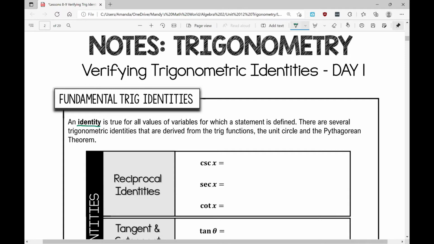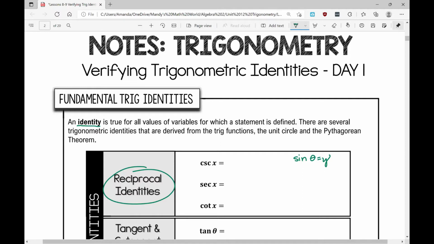First, let's talk about the reciprocal identities. These are your basic identities: cosecant x, secant x, and cotangent x. First, we talked about trigonometric ratios, and you found that, for example, sine of theta would be the ratio of the y value to the radius, or r. And in the unit circle, r has a value of 1 unit. So sine theta was just the value of y.